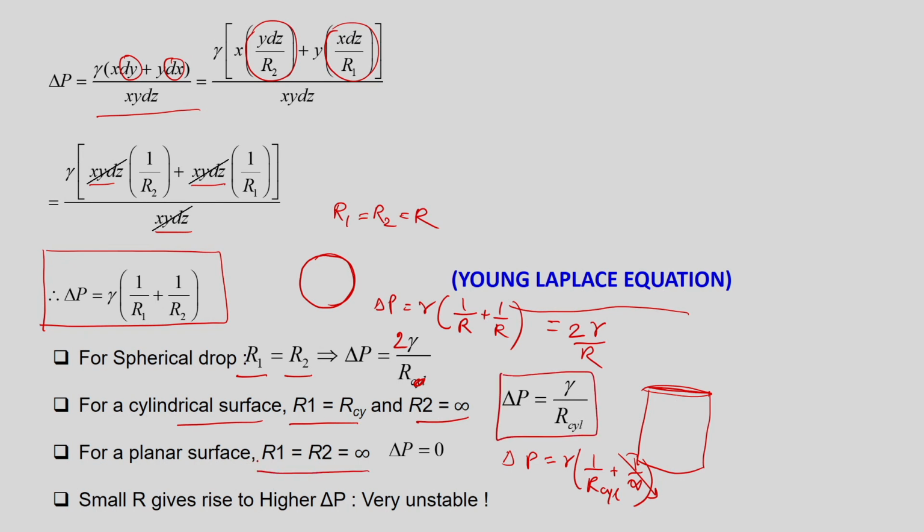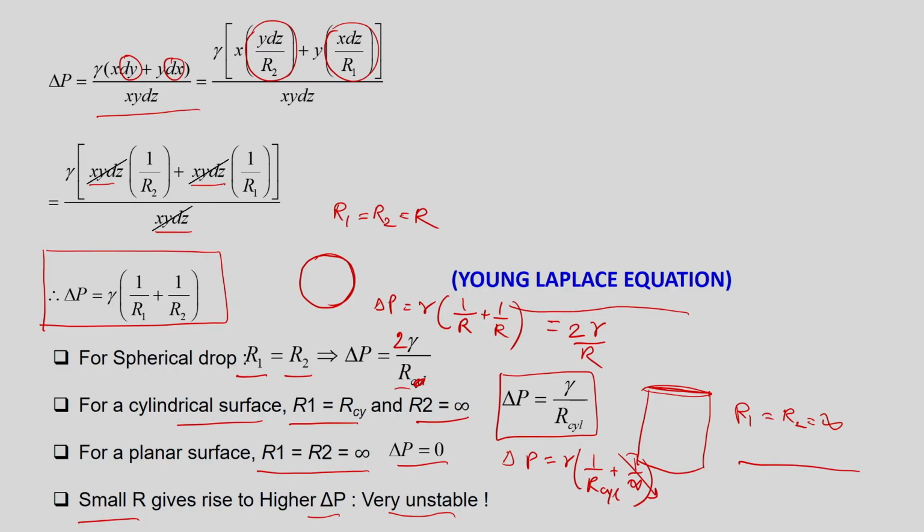Now, what about the planar surface? For a planar surface, obviously both r1 and r2 are infinity. So, it means that there is no change in pressure. That is true, because on a plain flat liquid surface, there is no pressure difference across it. So, it means that the smaller the radius, the higher the pressure difference, so the more unstable the system is. So, now let us see two such problems where we deal with this.